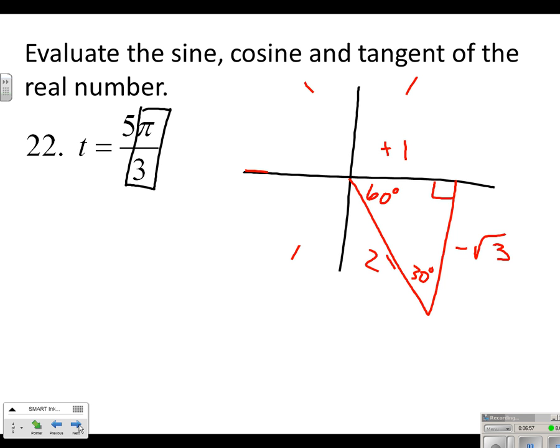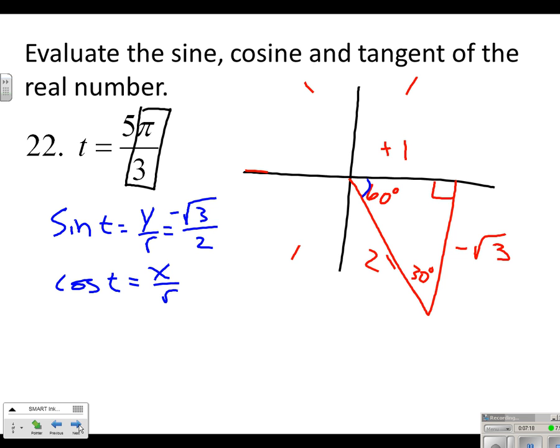So at this point, we want to find sine of this angle we've created. Sine, maybe I should write this down each time. Sine, y on r. Our y value, negative root 3, on our r value, 2. Cosine of t, x on r. Our x value, 1, on our r value, 2. Remember, what do cofunctions do? They just switch y's and x's.